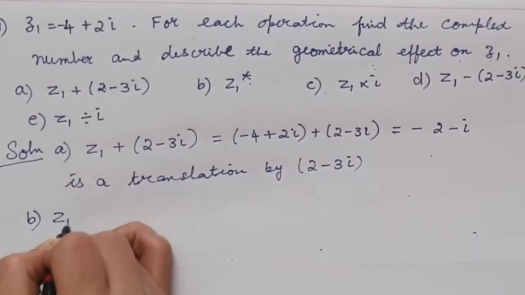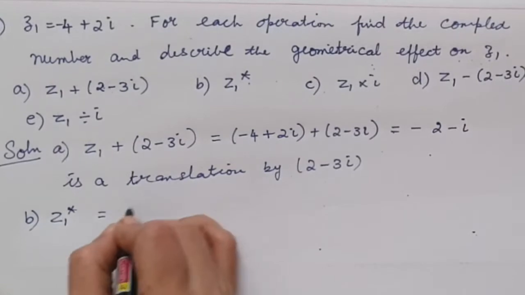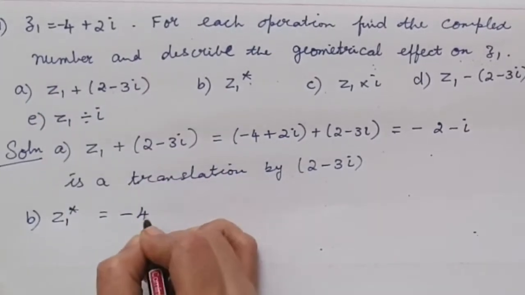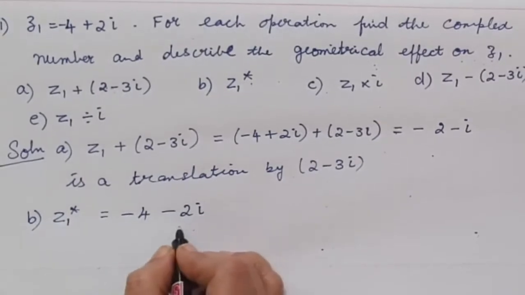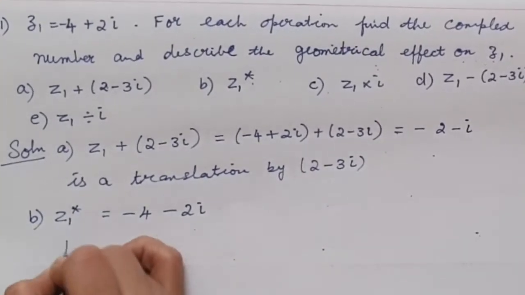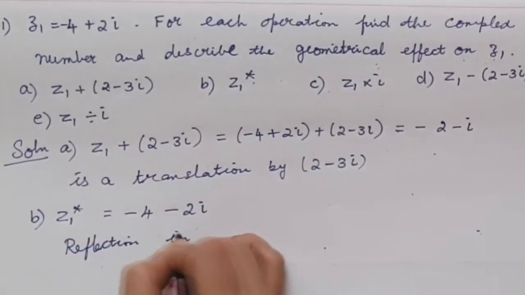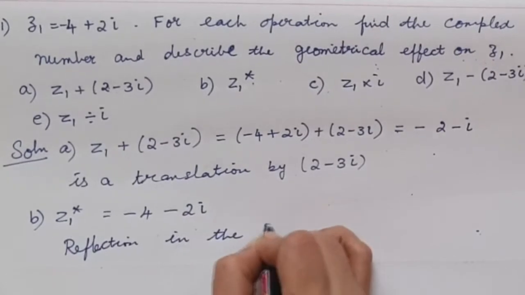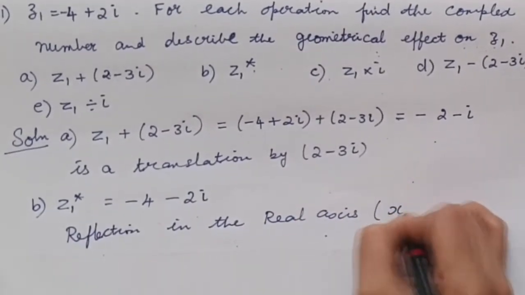Now B, that is z1 star. Z1 star is the complex conjugate. So we write the real part as it is, and for the imaginary part, we change the sign. So minus 4 minus 2i. Minus 4 minus 2i is nothing but a reflection in the x-axis, in the real axis. The x-axis is nothing but the real axis for a complex number.